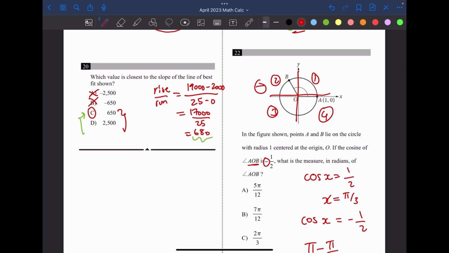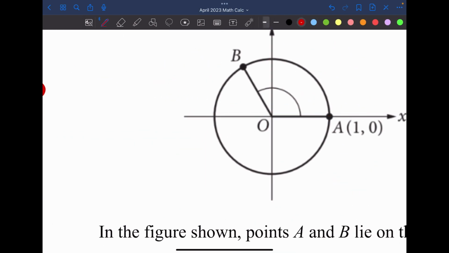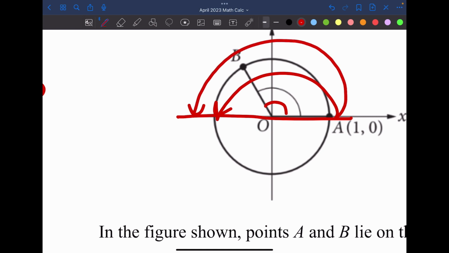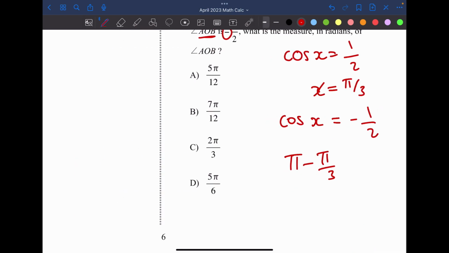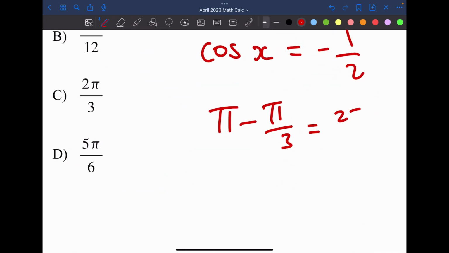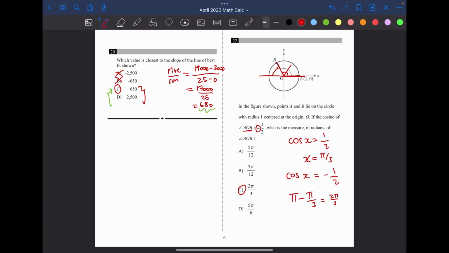Because you want to start off, I'm going to zoom in here. I'm going to erase these red lines as well. All this. But if you want to take cosine of this angle, you would start off at pi. So this angle over here, kind of from 0 all the way to 180 degrees, which is pi. And then subtract pi over 3, because usually you would add pi over 3, because we figured out that was 1/2. But if you're doing it backwards, you would have to subtract pi over 3 to get to the angle that we want. And then pi minus pi over 3 is equal to 2 pi over 3. So the answer must be C. And we are done. That's question 22.